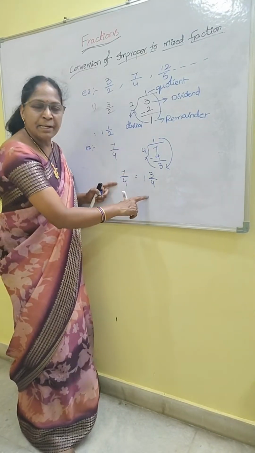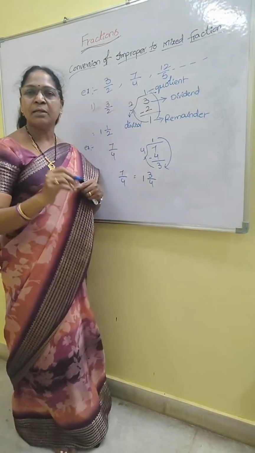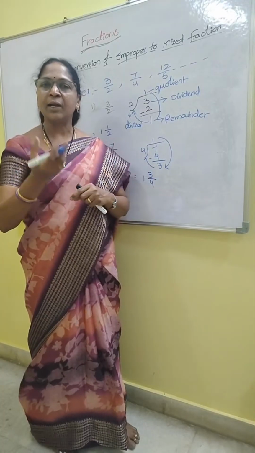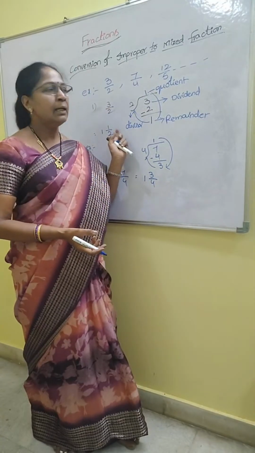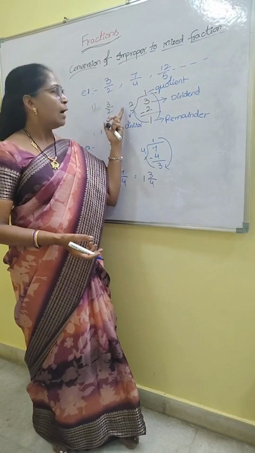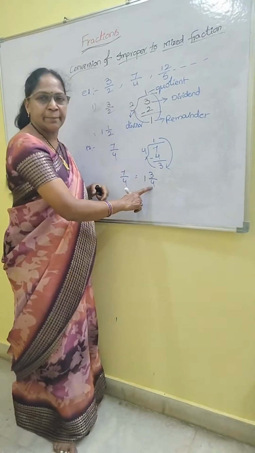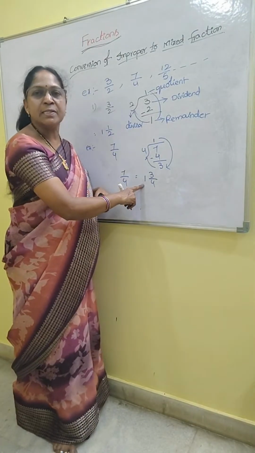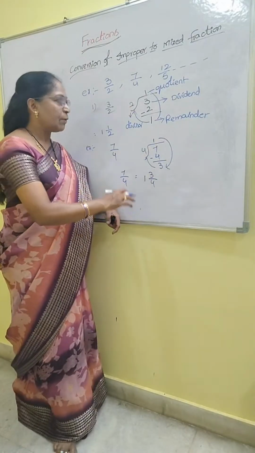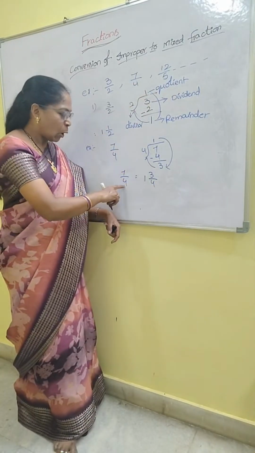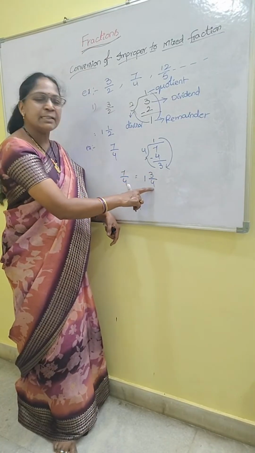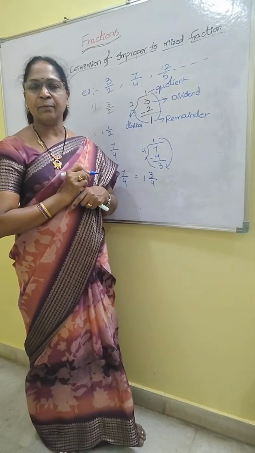Improper to mixed fraction. This is the conversion of improper to mixed fraction. How can you convert? You divide the number, then you have to write down in this order: quotient, remainder and divisor. Divisor is always the same. First you have to write down the quotient value. Don't remember blindly, just remember it in this manner. If you know how many times 4 goes in 7, 1 time, and the remainder is this one, and this is the divisor value.